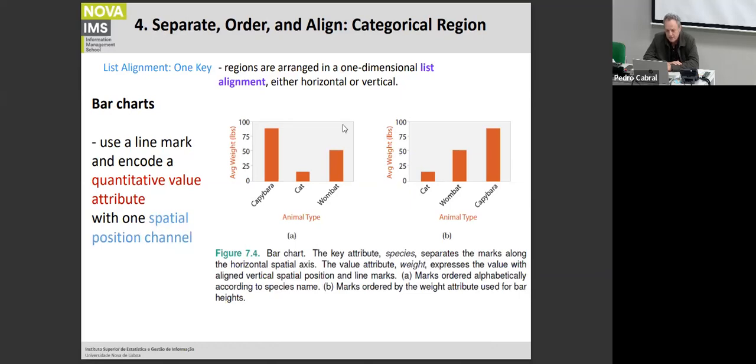So, for bar charts, we have here two examples representing the same data. And maybe you should already try to figure out which one is the best, one on the left or the one on the right. Okay. So they represent the same data. Which one do you think is best to understand the data in the data set?